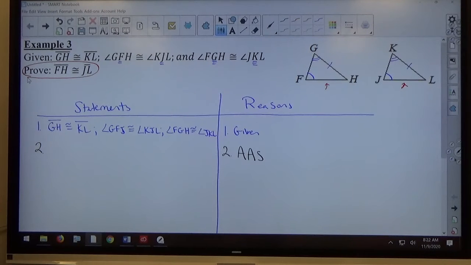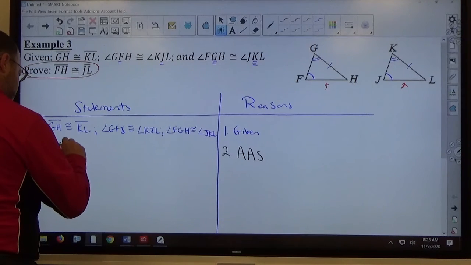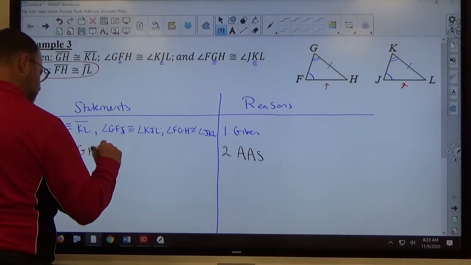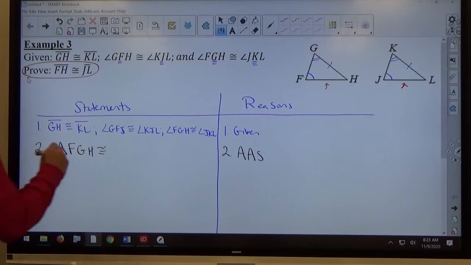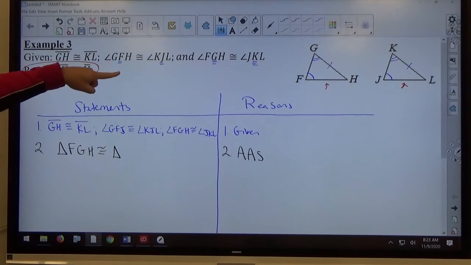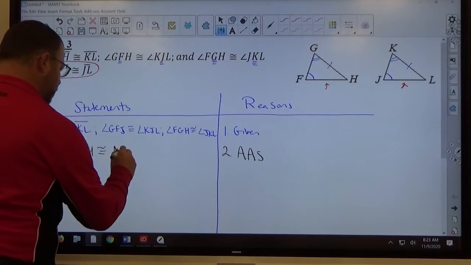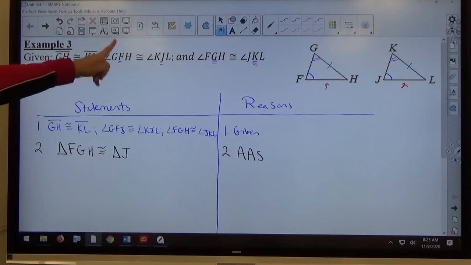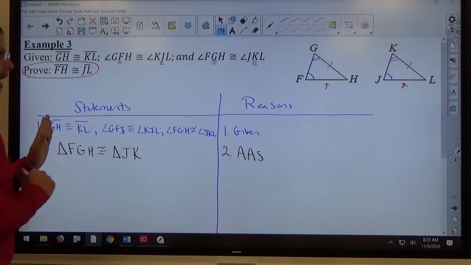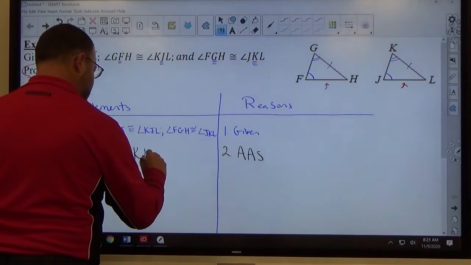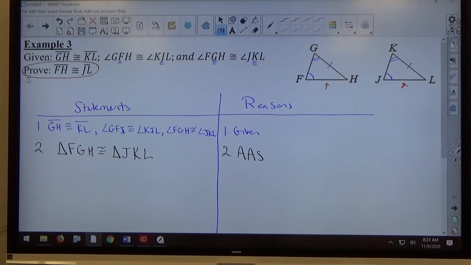Remember from last week, the name of the triangles matters in order. So however I name the first triangle, I like alphabetical order. So if I go triangle FGH, when I name the second triangle, I need to name it in order of congruence of pieces. So angle F in the left triangle is congruent to angle J, so F first, J first. Angle G in the left triangle is congruent to angle K in the right, so G second, K second. H is left over, L is left over, H last, L last. So make sure that when you name your congruence statement that you name it in the right order.